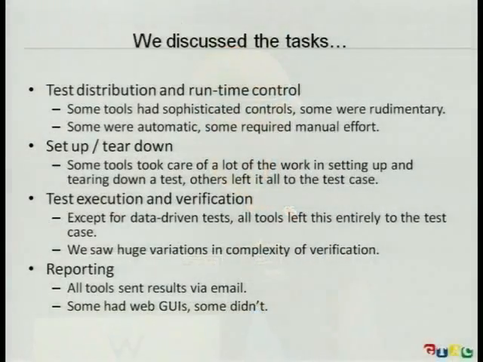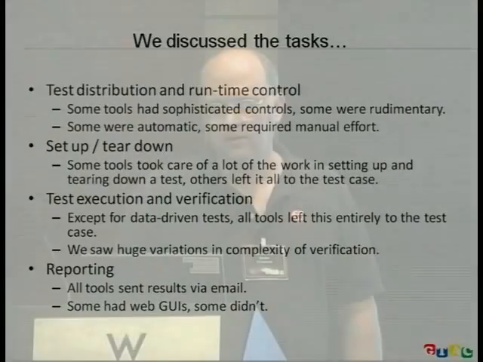So then we spent some time talking about all of these tasks. Test distribution and run control: some of the tools were pretty sophisticated about this. There was data within the test, and the test framework had the ability to look at that data and say, this particular test can run on this piece of hardware and this release of the software, but it can't run on this other piece of hardware. So if I'm running on this piece of hardware, I'm going to skip that test. Other tools had no real way of doing that automatically. You had to go in and manually edit the set of test cases that you were going to run.